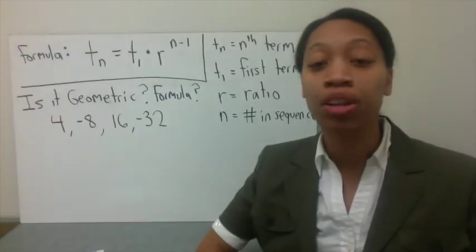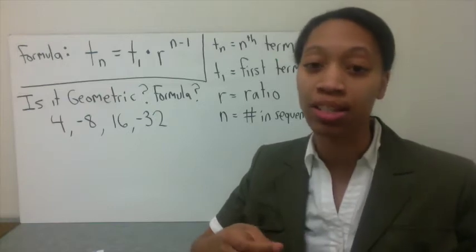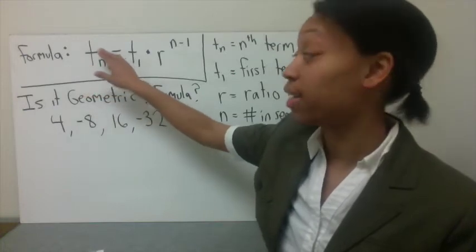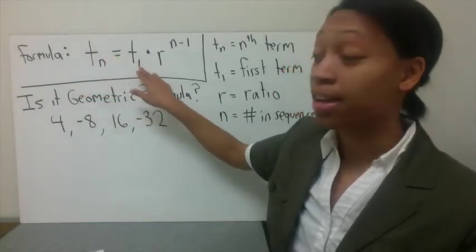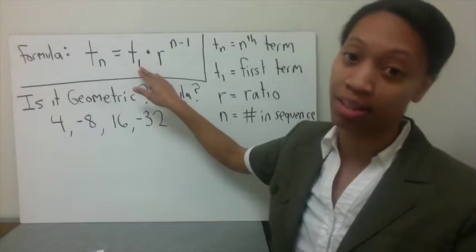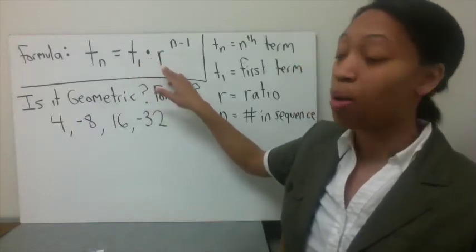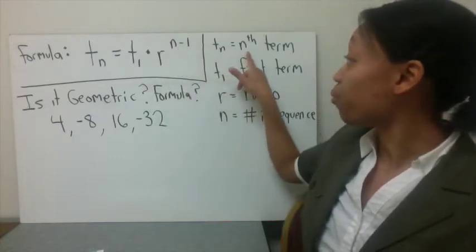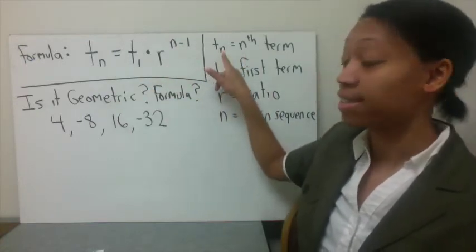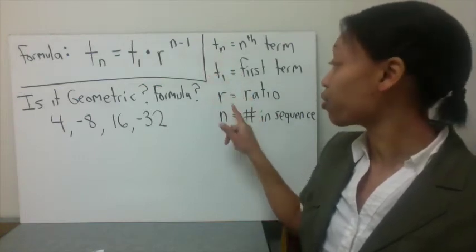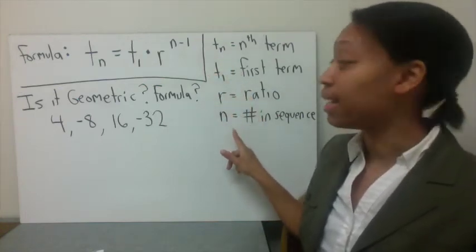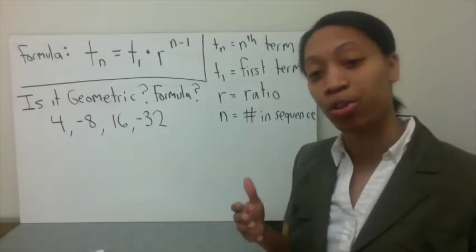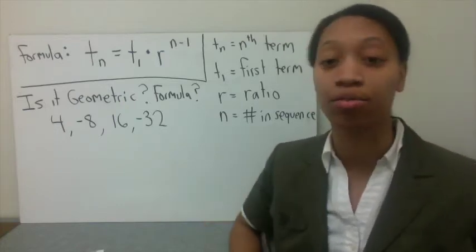Now the formula for determining geometric sequences is like this. The general case for the geometric sequence, Tn, is equal to T1, that's the first term in the sequence, times the ratio R to the power of n minus 1. So in this formula, Tn is the nth term, T1 is the first term, R is the ratio, and n is the number in the sequence, such as is it the first term in the sequence, the second term in the sequence, and so forth.